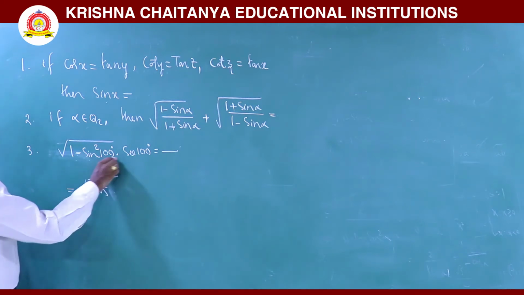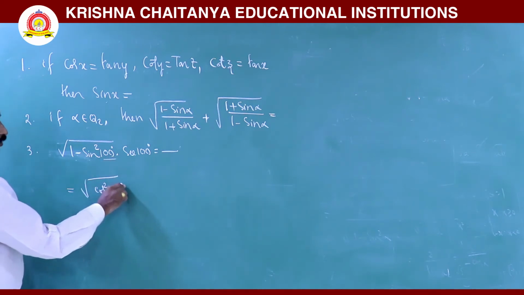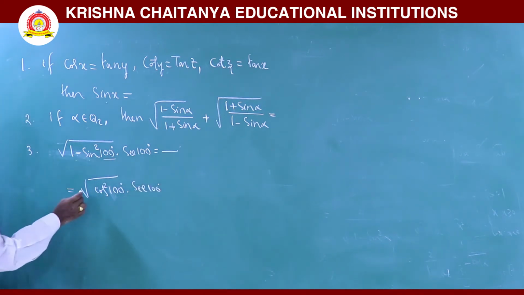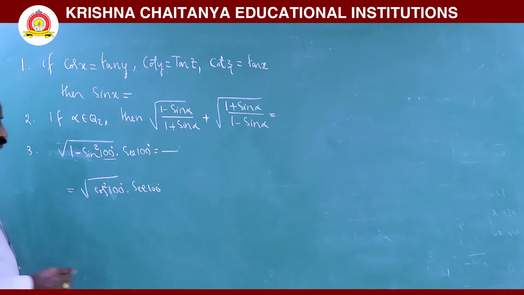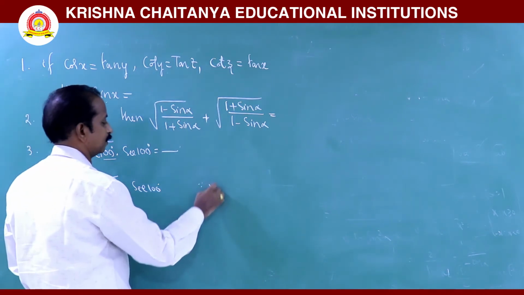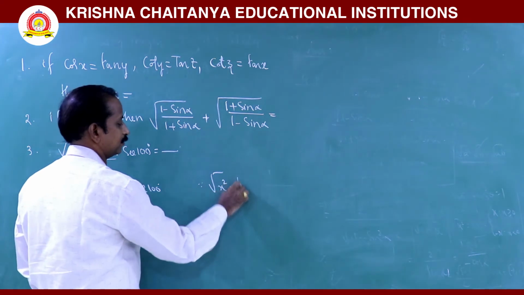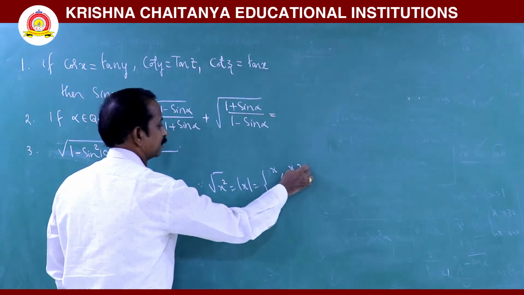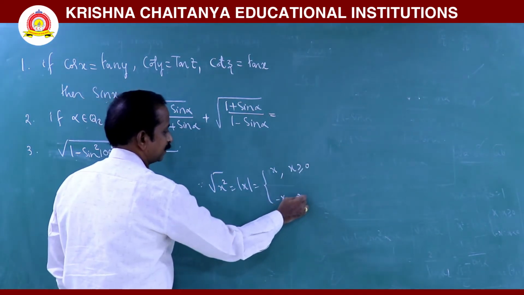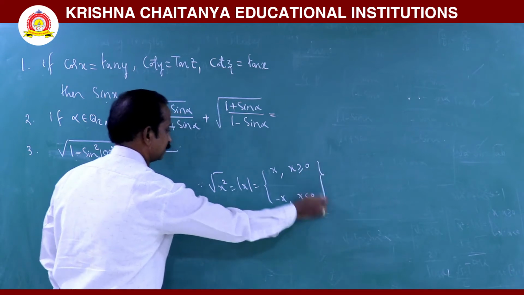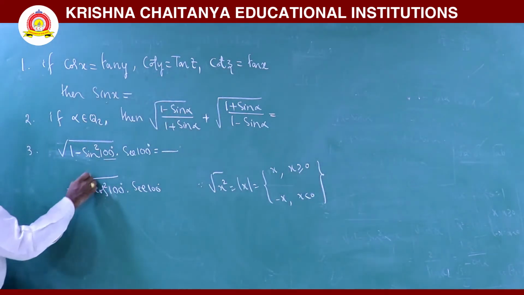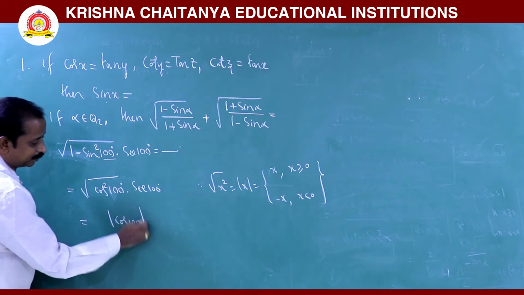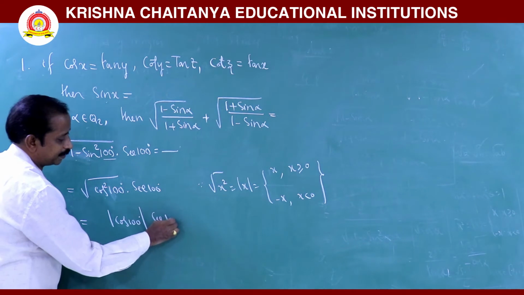Here theta is equal to 100 degrees, into secant 100 degrees, and observe it is in the form of root over x square. Just now we discussed that root of x square is nothing but mod x. Mod x means x when x is greater than or equal to 0, and minus x when x is less than 0. So now root of cos square 100 we can write as modulus of cos 100 into secant 100 degrees.